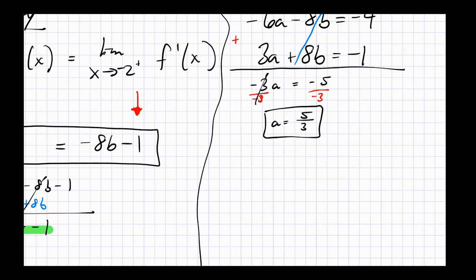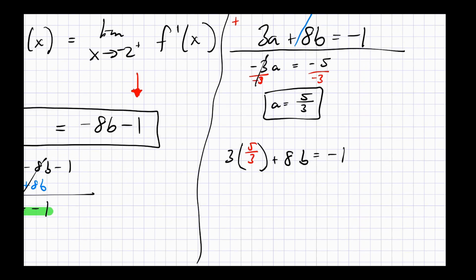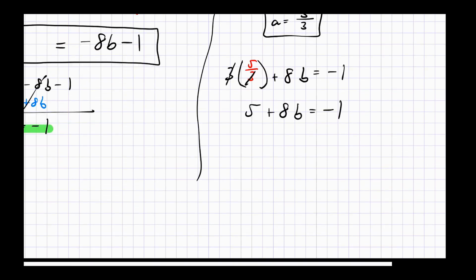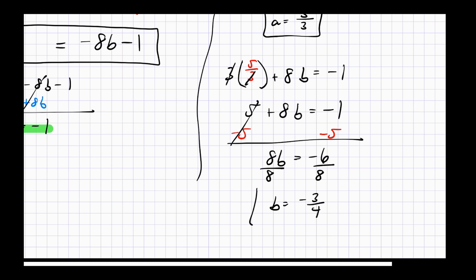So under here, I'm going to plug it in. Anywhere I see an A, I'm going to plug in 5/3. The 3's cancel out. I get 5 plus 8b equals negative 1. Subtract 5 from both sides. 8b equals negative 6. Divide by 8 and reduce. You get negative 3/4.